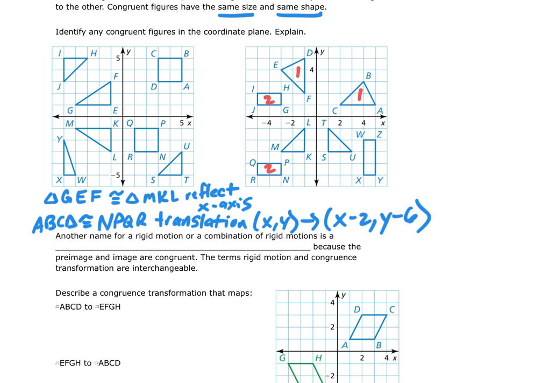Okay, is WZYX going to match with anything? No, it's kind of its own figure. There's no other figure that looks like this one. Okay, and then finally, obviously, the last one, these could match up with one another. And that would just be a real basic reflection over the y-axis.